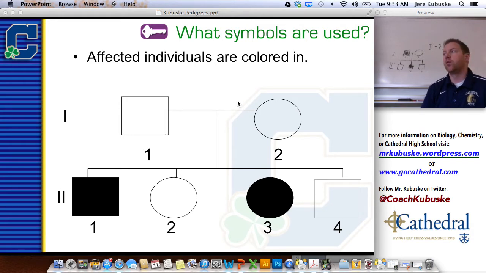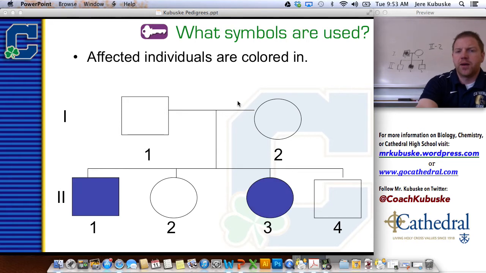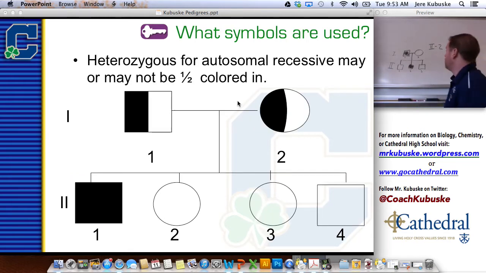Usually it's easier with traits that are affected by just one gene. It's harder with things that are polygenic, like hair color. We'll talk about that here in a little bit, though. If you know that someone is heterozygous for an autosomal trait, which means that it is not on the X chromosome, if you know that they're heterozygous ahead of time, you can half color them in. So, let's say mom's heterozygous, so that means she has half, and then she gives that on to her kids.